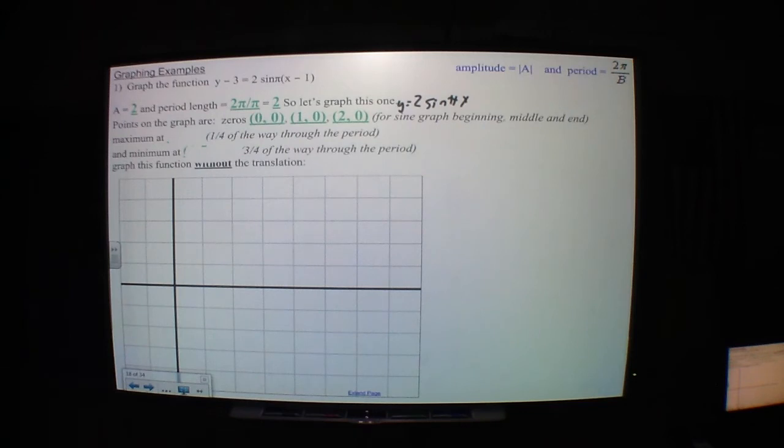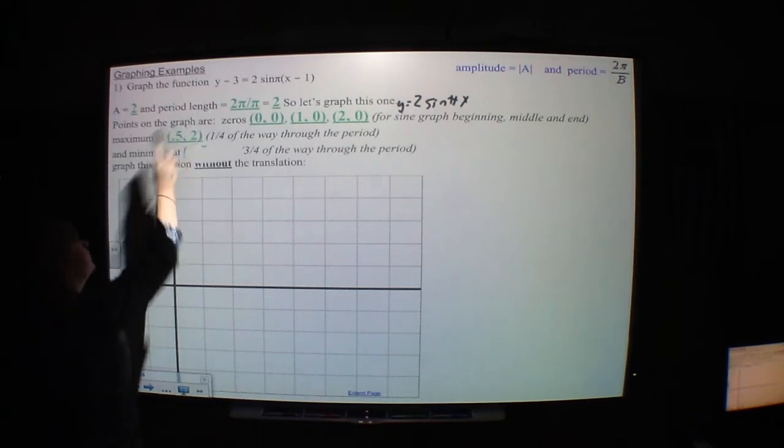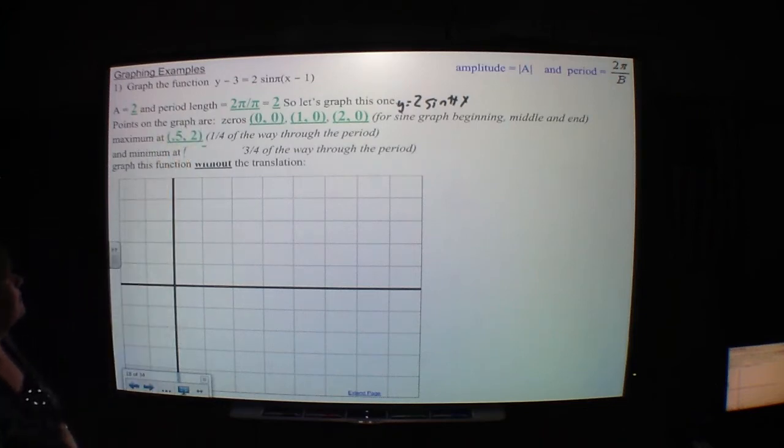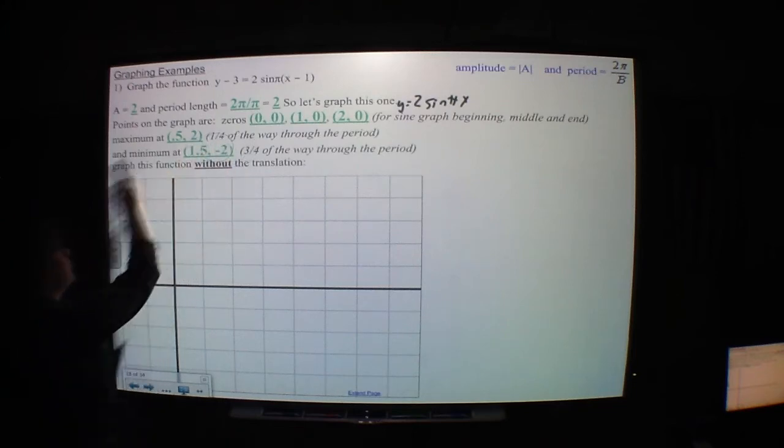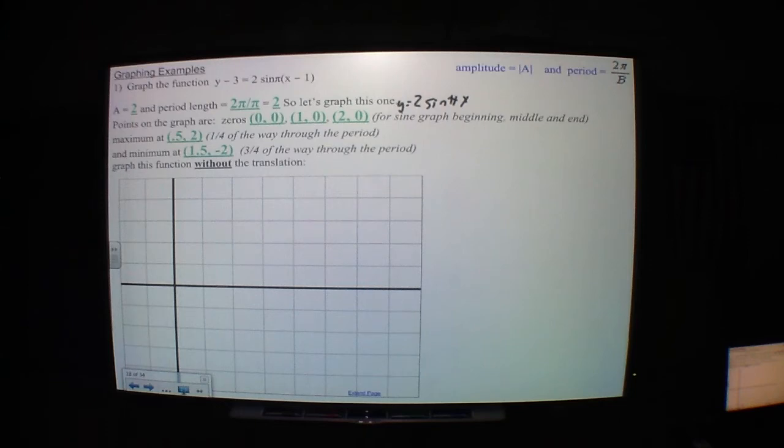So at 0, 0, 1, 0, and 2, 0. A quarter of the way through, so 1/4 of 2 is a half. So at a half, 2 is the max. And 3/4 of 2 is 1.5, is my negative. So my negative is at 1.5 of the way through, or 1.5 where the x is, negative 2.